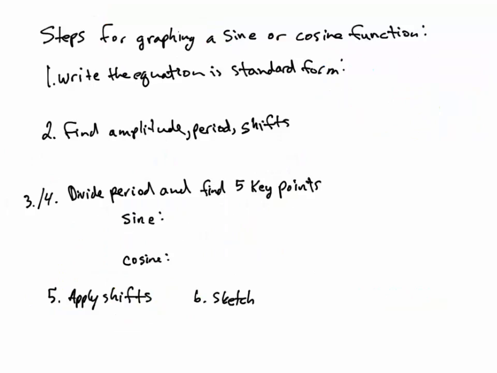So let's go through the steps we can take to actually come up with the graph. The first step we want to do is write the equation in standard form. For sine, it's going to be y equals a sine b times x minus c plus d. For cosine, everything is the exact same. The only difference is that instead of a sine function, we have a cosine function. So you really just need to memorize one of these forms, and you'll be good.